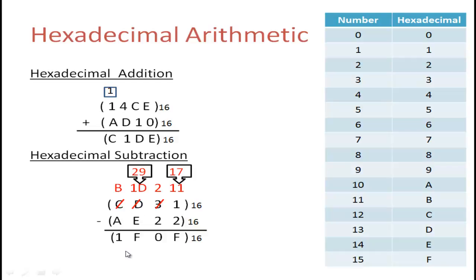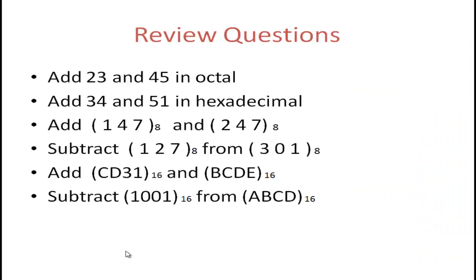Actually, you need much more practice in doing these octal and hexadecimal arithmetic questions. So I have given some review questions here. Do practice these questions in order to get a better concept, a better hold on these arithmetic questions.